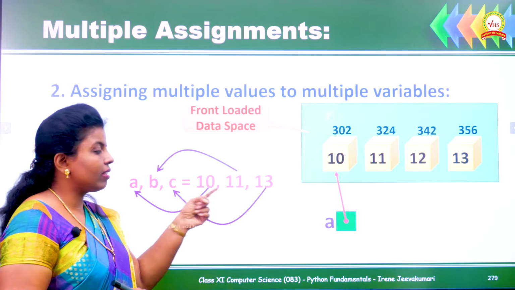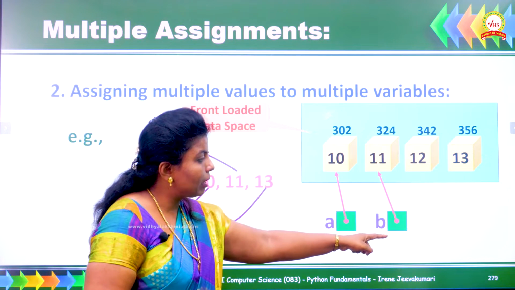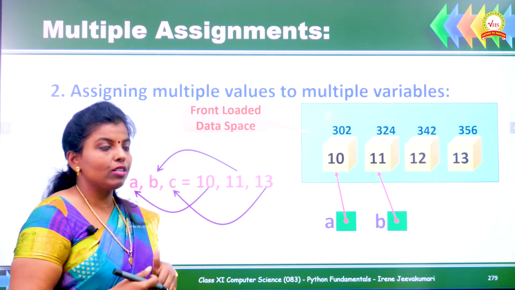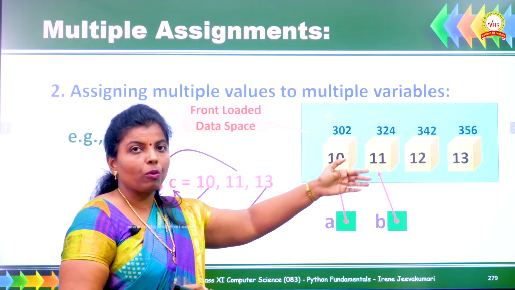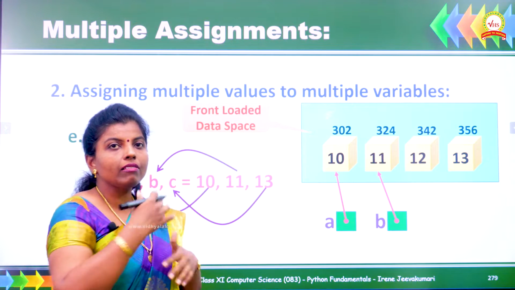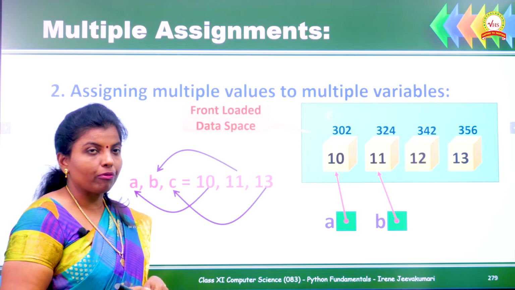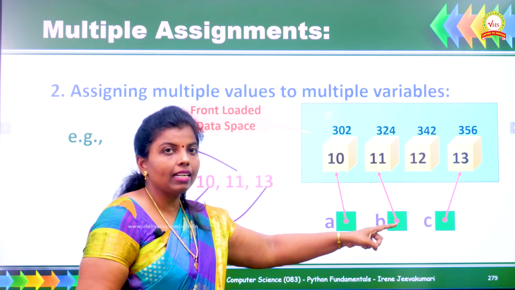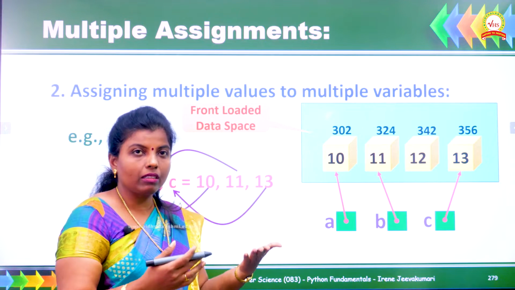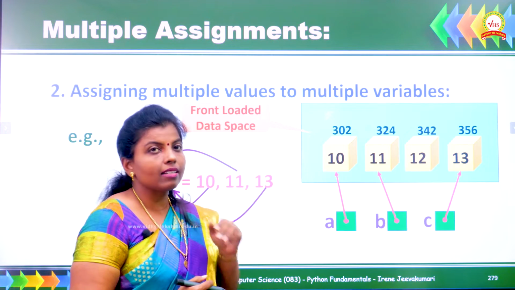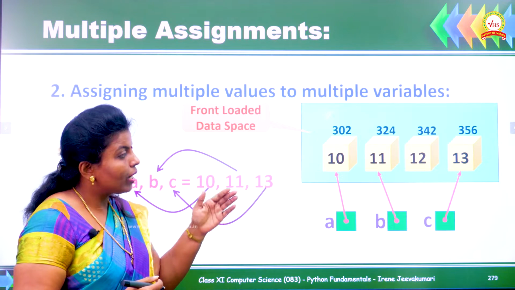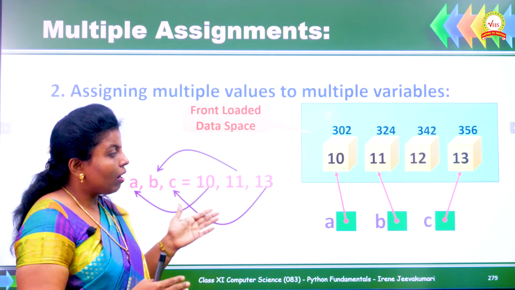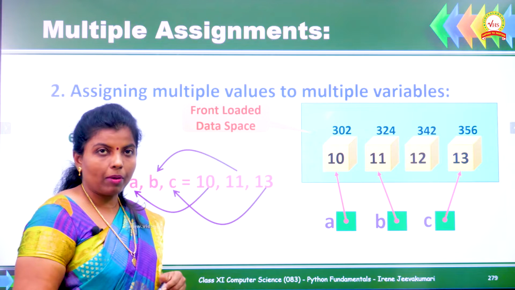For B, we have assigned the value 11. For B also a label will be created, and it will be referencing the memory address 324, where number 11 is stored. For C, we have assigned the value 13. For C, a label will be created, and it will be referencing the memory address where number 13 is stored, say 356. So this is how the labels are created, and they are referencing the memory addresses.